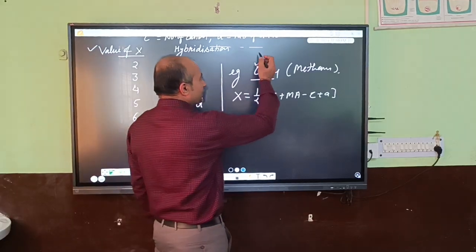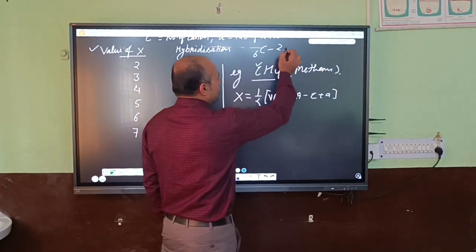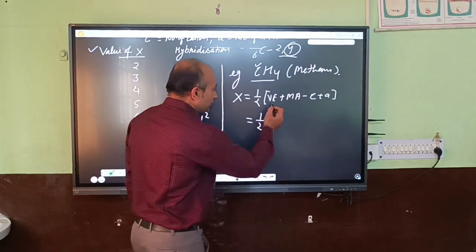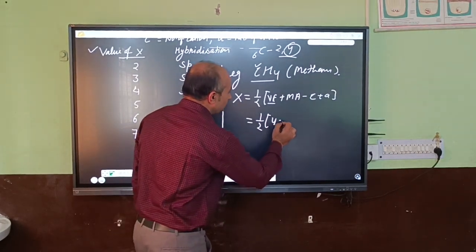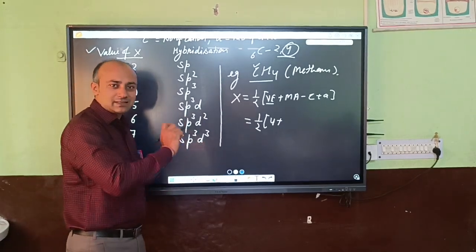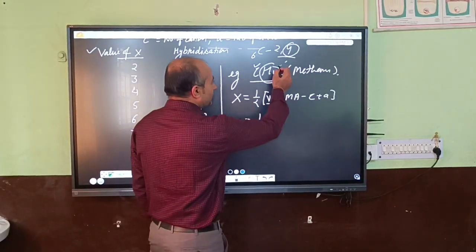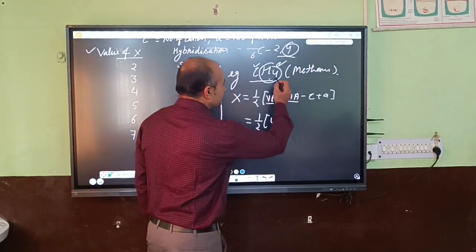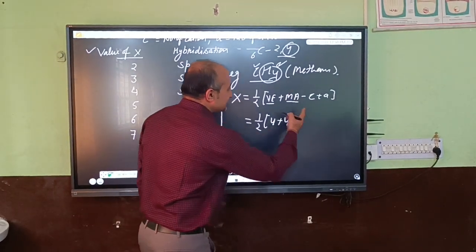The electronic configuration of carbon is 2, 4. The valence electron in carbon is 4. Then put the value of VE as 4, plus the number of monovalent atoms, meaning the number of atoms surrounding the center atom. There are 4 atoms of hydrogen, also monovalent, so the count of monovalent atoms is 4, then minus cation.